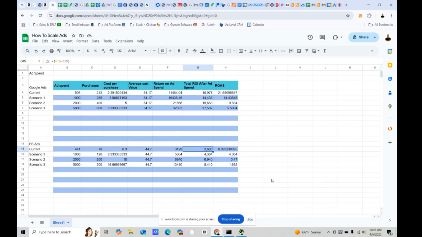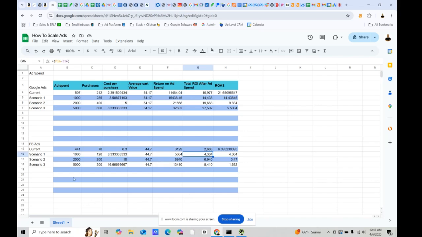If we were to approximately double ad spend, we are assuming that the purchases are not going to double. So instead of 140, it'll go to 120. That means the cost per purchase is going to go up, and the average cart value is going to stay the same. Our return on ad spend is now $5,364, or if we subtract out the $1,000 of ad spend, $4,364. So we're making 4 times return on ad spend as opposed to 6 times. Okay, not as good, but we made more money, and it's how it works with scaling.